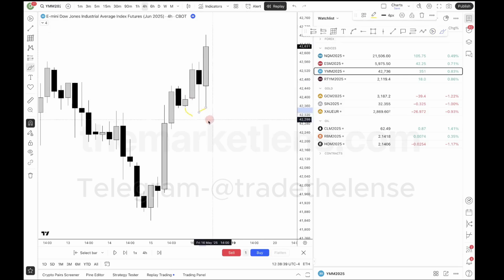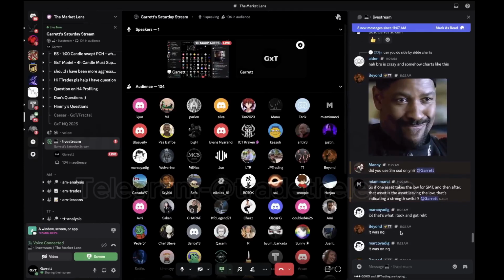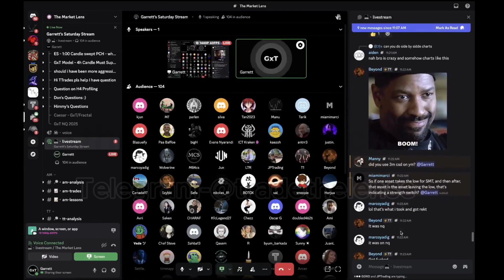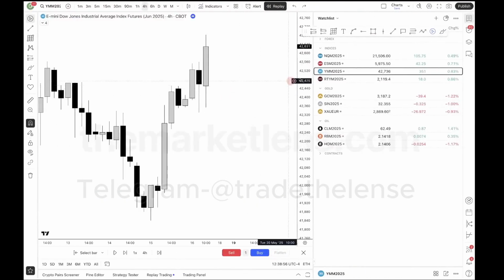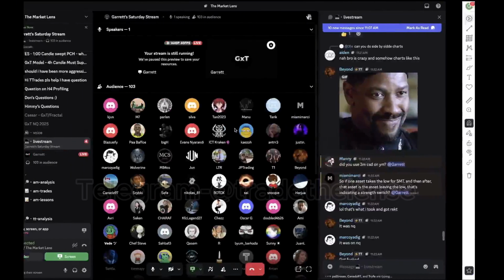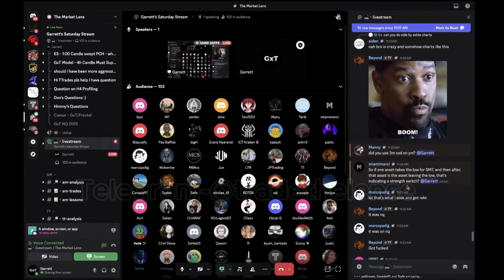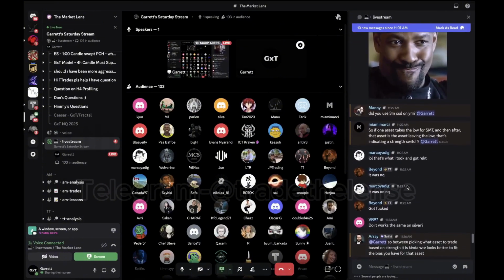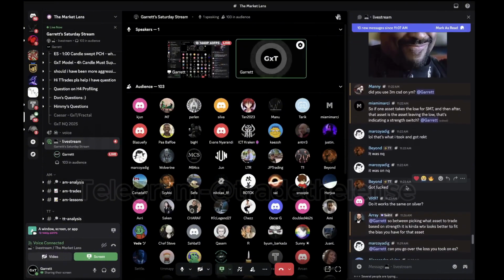Here's the 2-stage SMT that we saw. So if one asset takes a low for SMT, and then the other asset leaves a low, that's indicating, yeah, exactly. Just like literally right here, right? It took out the low here, but later on it's creating a higher high. Yep, works the same as silver.